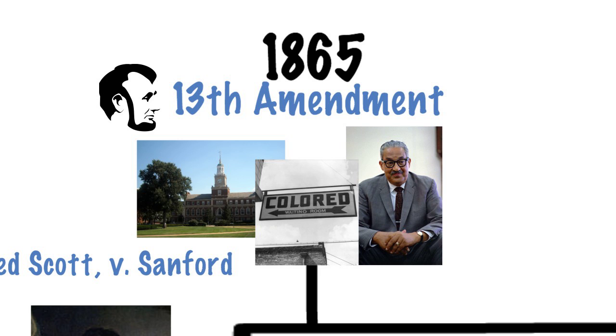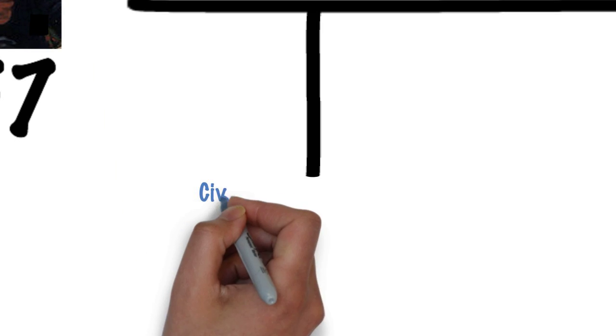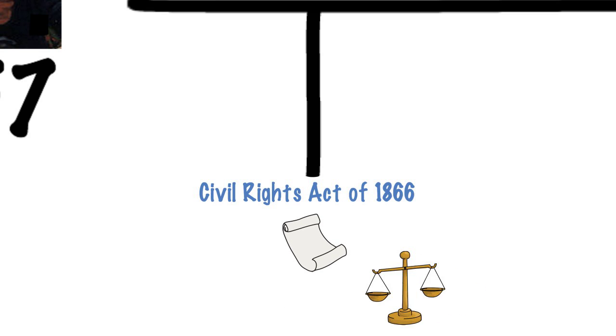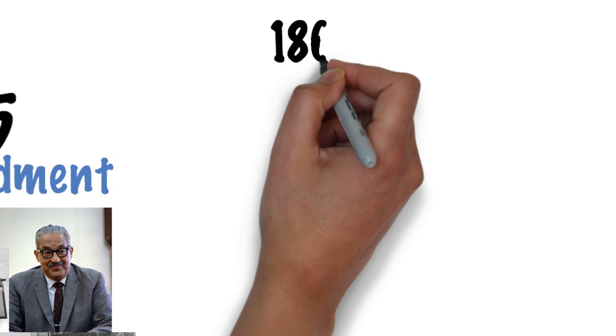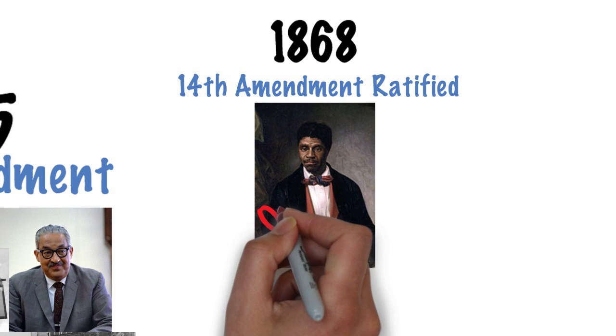Public schools were segregated, and blacks were barred from serving on juries and testifying against whites. The Civil Rights Act of 1866 guaranteed blacks basic economic rights to contract, sue, and own property. In 1868, the 14th Amendment to the Constitution was ratified, and it overruled Dred Scott versus Sanford.